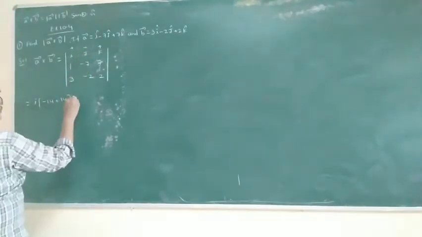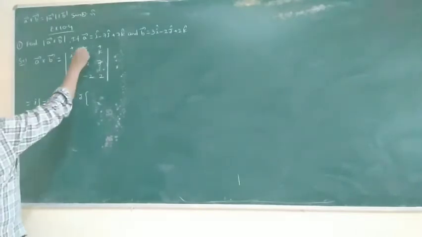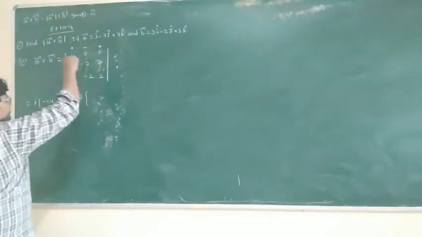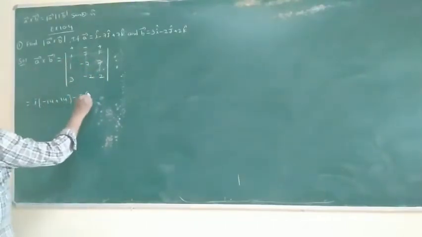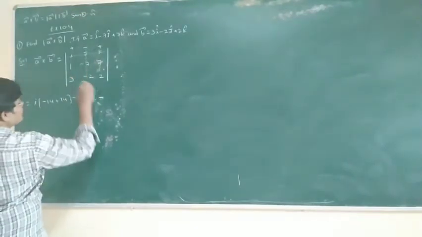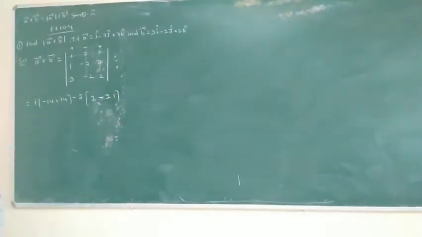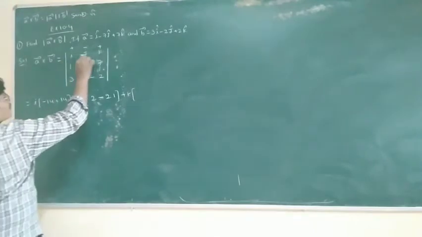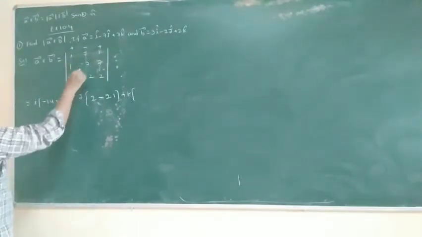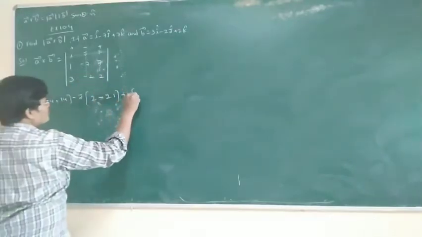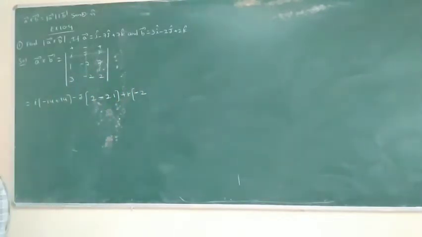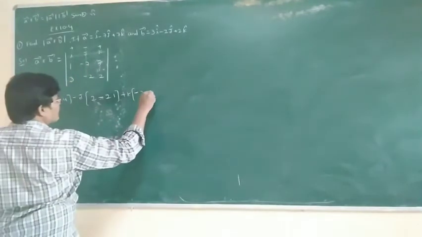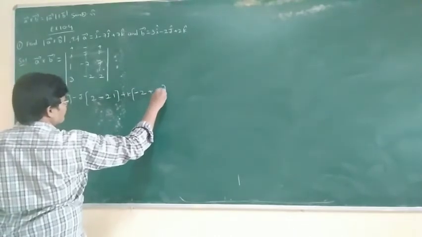Next, minus j, the corresponding column and row deleted, remaining 1, 7, 3, 2. Cross multiplication: 1 into 2, 2, minus 7 into 3, 21. Plus k, the corresponding row and column deleted, remaining 1, minus 7, 3, minus 2: 1 into minus 2, minus 2, minus 7 into 3, minus 21, minus of minus plus 21. AD minus BC.